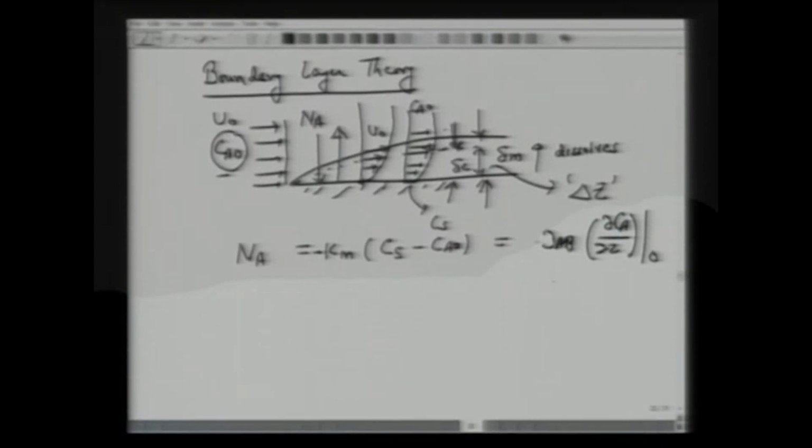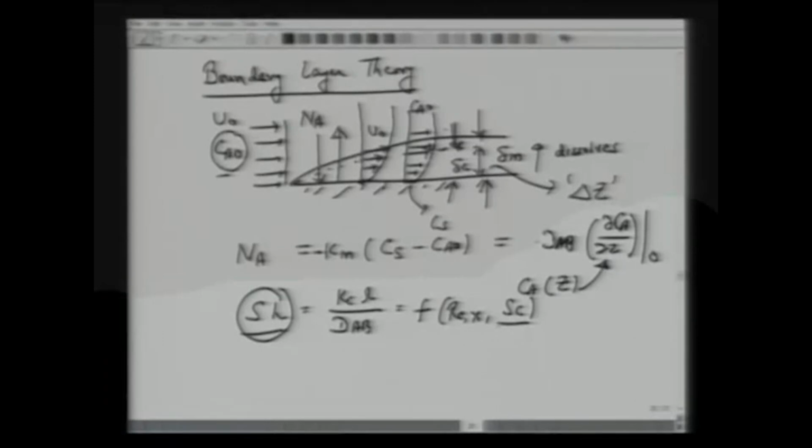Analytically, one can solve for Ca as a function of height Z, and once we get a concentration profile, we can integrate this and calculate the diffusion flux, equate it to Km times (Cs minus Ca0), to obtain another correlation for the Sherwood number, Kc L over dAb. This would be some correlation as a function of the local Reynolds number and Schmidt number, etc. So the idea is that all these theories are used to get an expression for the Sherwood number in terms of how the mass transfer coefficient varies with the diffusion coefficient.